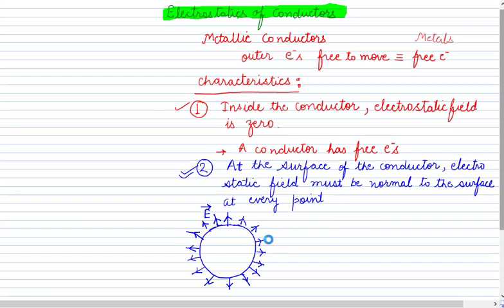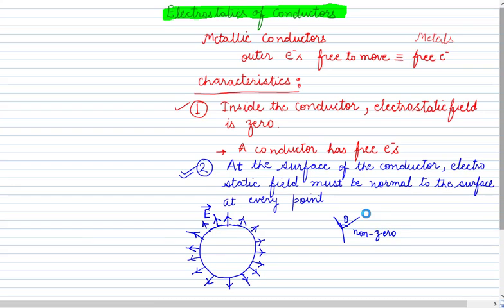And why is it like that? Why should it always be normal? So let us do some thought experiment: if this is not normal to the surface, if it is not exactly perpendicular to the surface, that means it should be at some angle, and if it is at some angle, then it will have some component along the surface, right? If you are taking it at some angle theta, then it should have some component here along the surface, and this component should be non-zero. There should be some existing component.